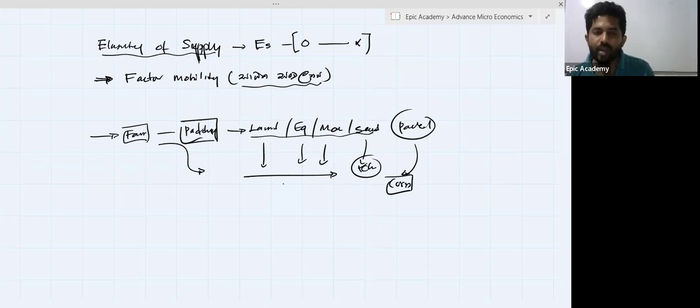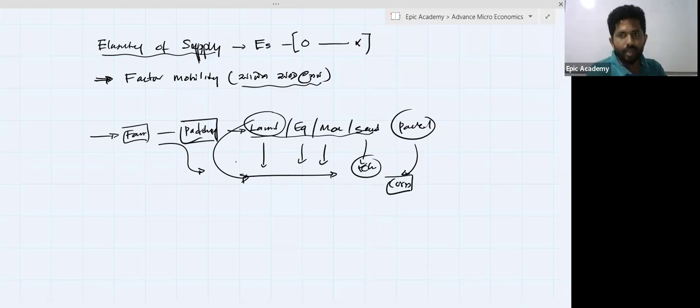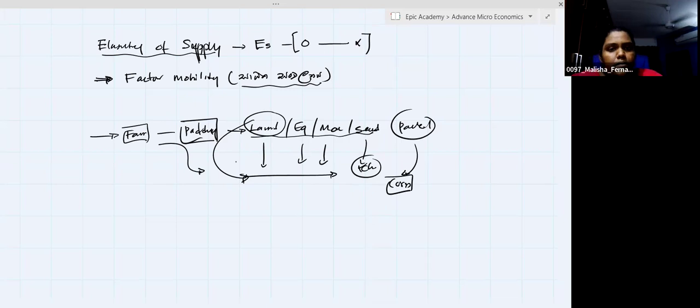Then you can identify without any hesitation, he can change the factors from one production to another production. He can use the same production factors to produce different commodities. That's the meaning of factor mobility. If you can change the factors, or if you have factor mobility, you can change the quantity of supply according to the change in the price, isn't it? Yes. That's the reason.